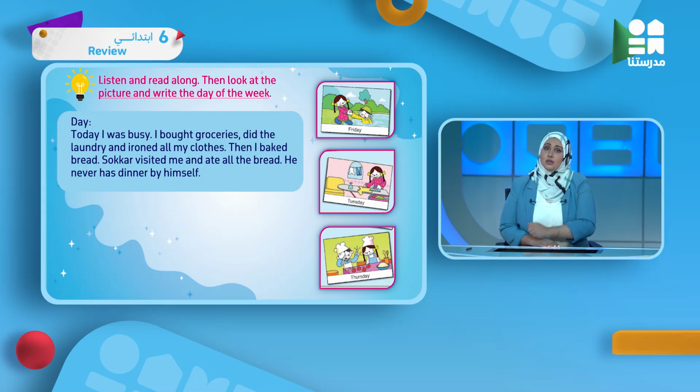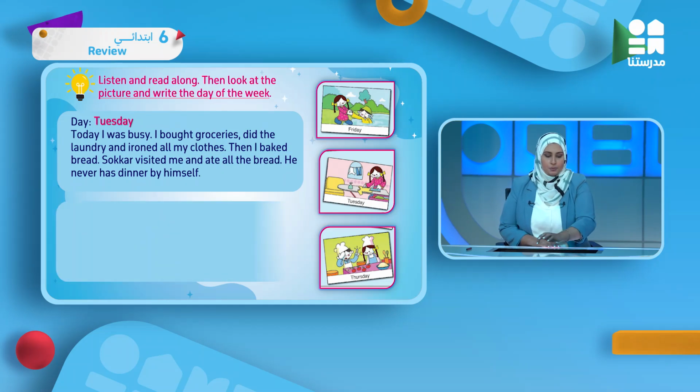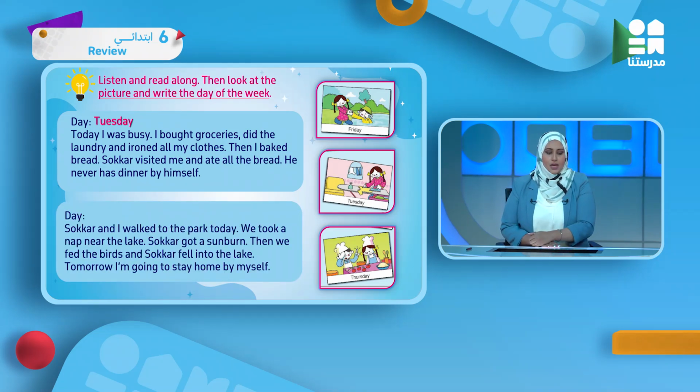Which picture is it, guys? Is it Friday, Tuesday, or Thursday? Which picture has some activities? Iron my clothes. Which picture is it? Very good. It is Tuesday. It's the picture in the middle, the one where she's ironing her clothes. Now let's check the second one.